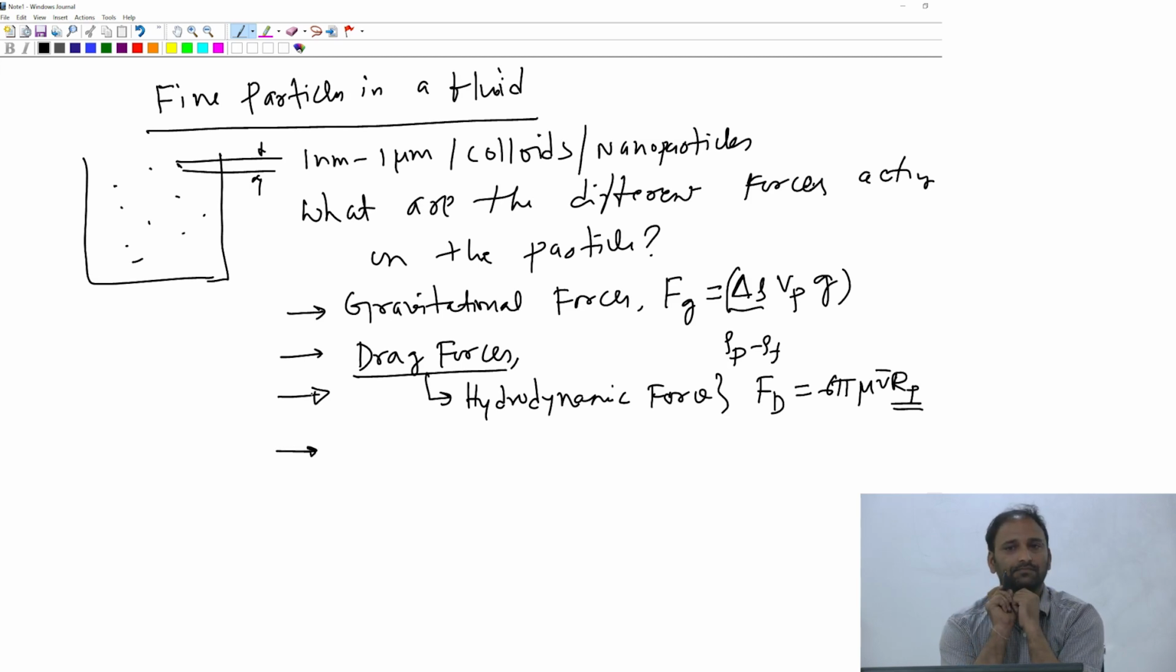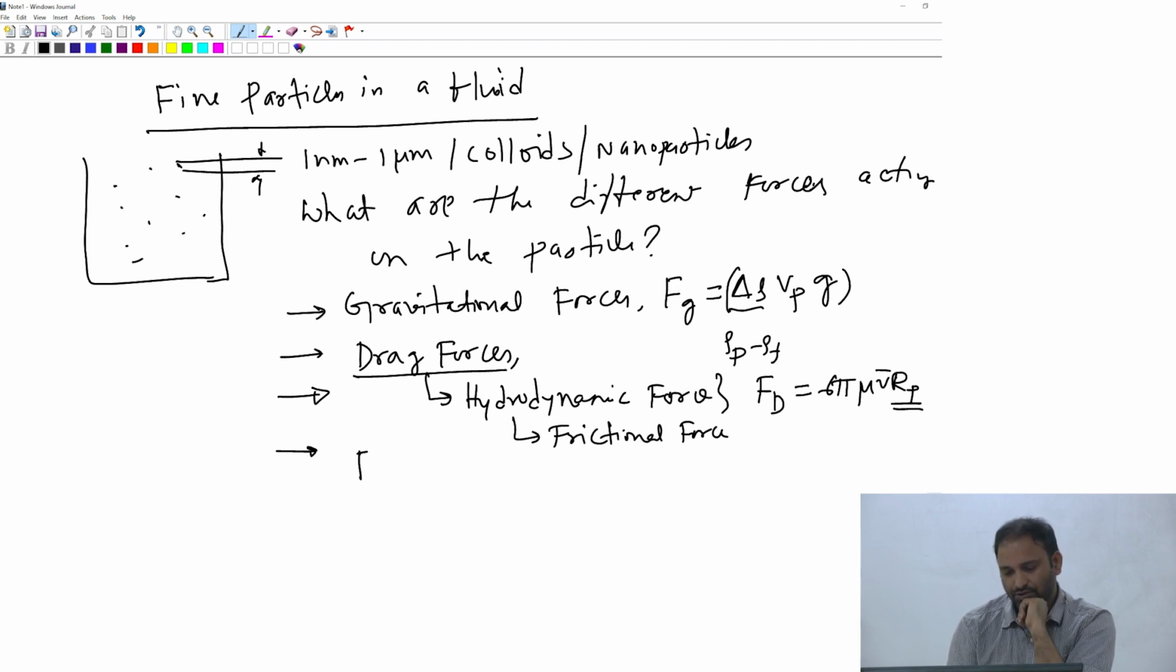Any other force? So there's gravity, there's drag force. Any other force that you think is important? Friction. Friction and drag, they're the same, no? People also call this frictional forces, if you want to write another name. Other one is what is called the Brownian force.